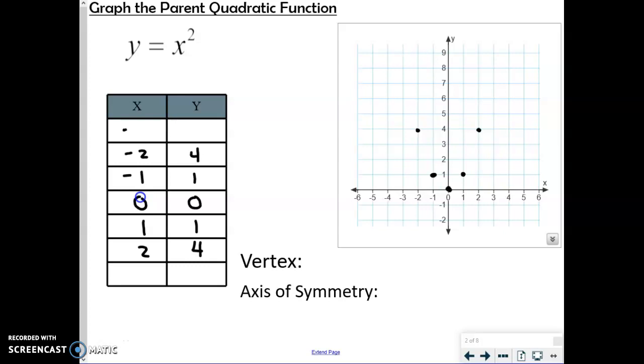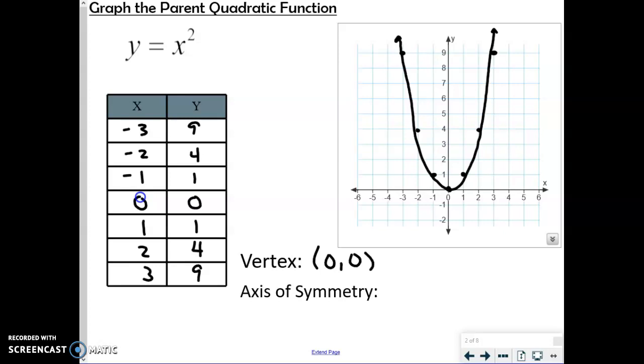And then just one more for good measure, -3 and +3. If we square both of those inputs, we end up with an output of 9. So it would be -3, 9 and +3, 9. And that, ladies and gentlemen, is where we get our U-shaped graph known as a parabola. In this case, our vertex was the point 0, 0, and our axis of symmetry, what would cut this right in half, is the x of our vertex, which in this case is x equals 0.